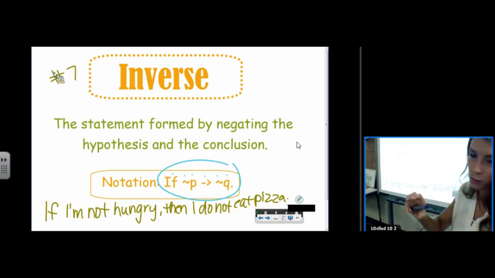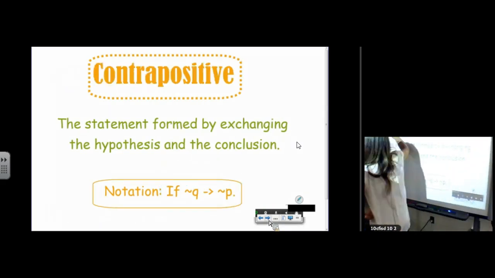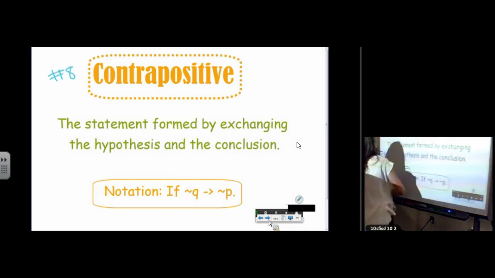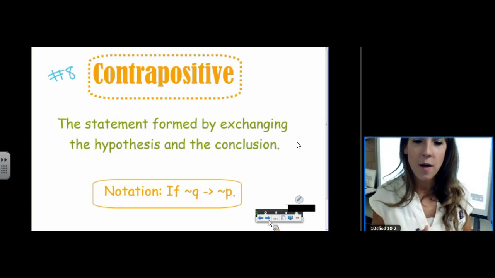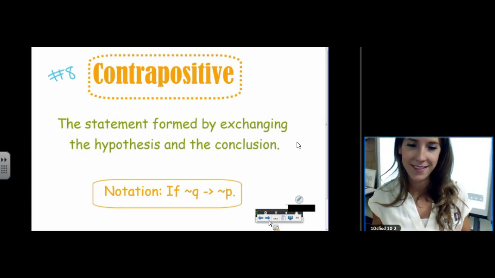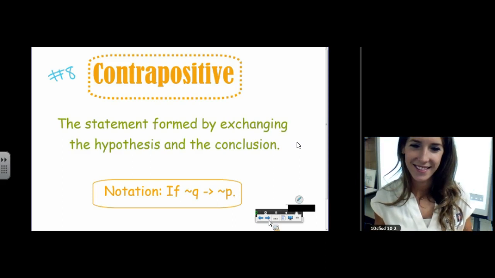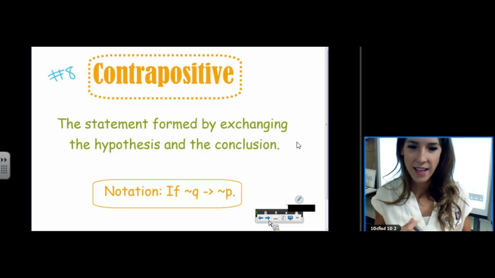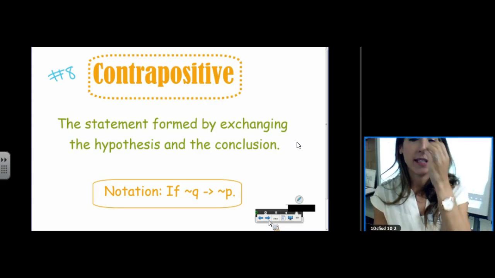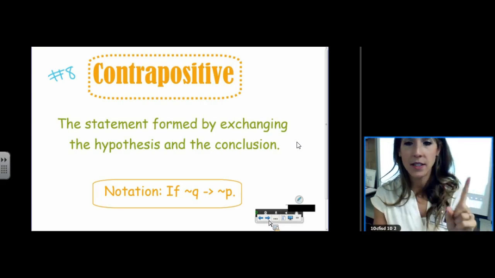Okay. This next word has a lot going on. Get ready. This is number 8. Contrapositive. Sounds like contraband. Contrapositive. Write it down. Okay, thank you, Eli. We're almost there. Contrapositive, the statement formed by exchanging the hypothesis.